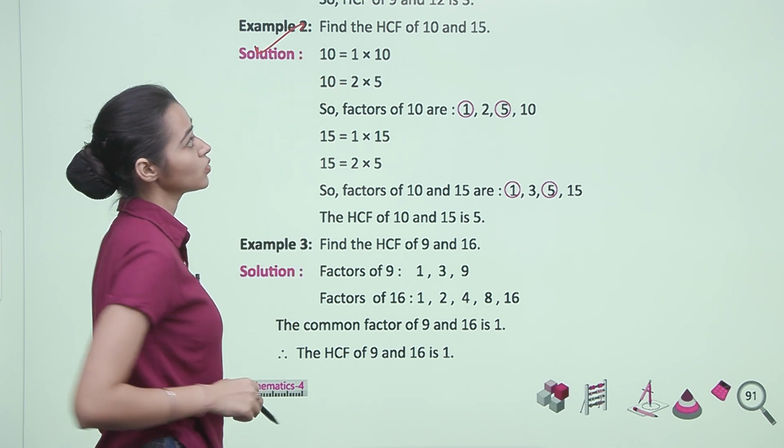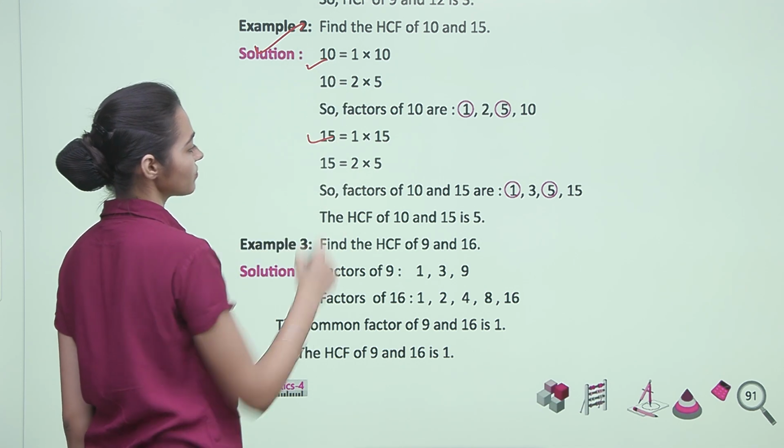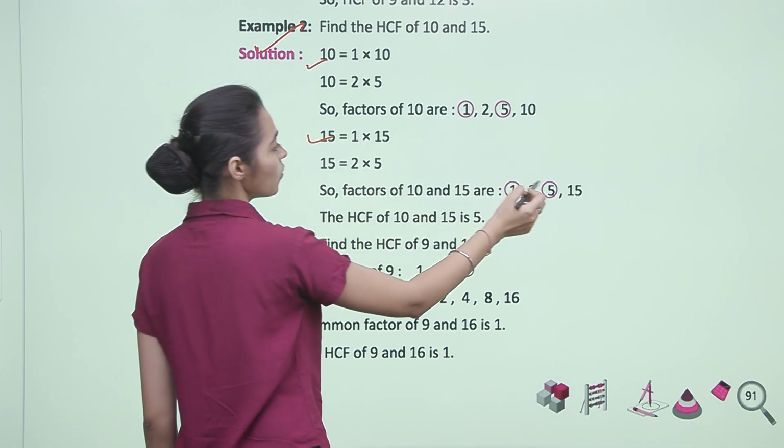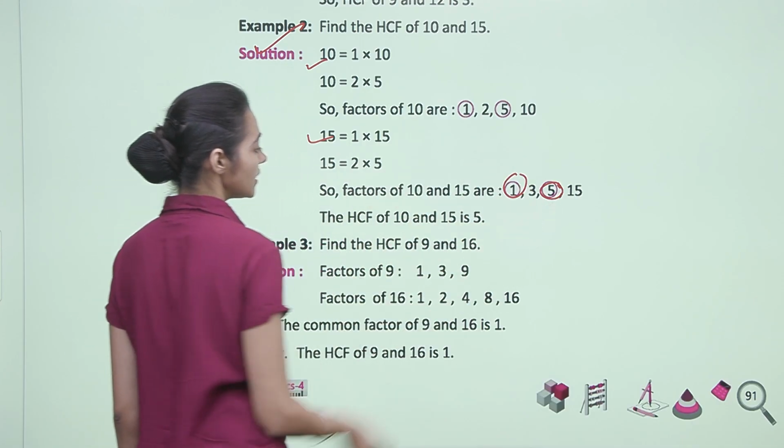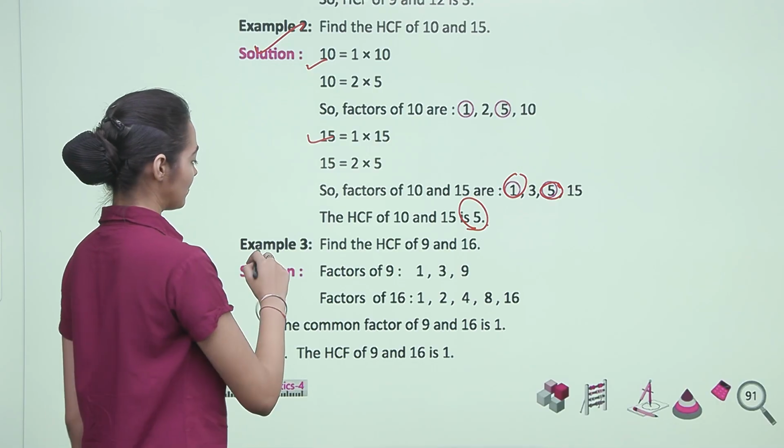Now let's look at example number 2. We have to find the HCF of 10 and 15. Here are the factors of 10, here are the factors of 15. Now the common factors are 1 and 5. Now the HCF is 5, as 5 is the highest common factor.